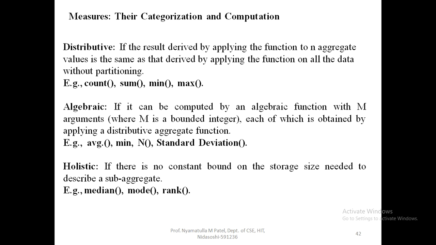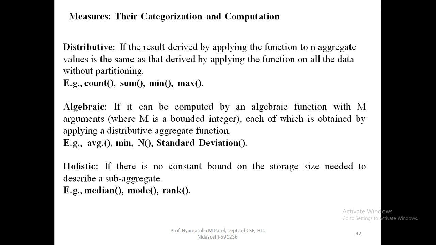An aggregate function is holistic if there is no constant bound on the storage size needed to describe a sub-aggregate. That is, there does not exist an algebraic function with m arguments, where m is the constant that characterizes the computation. So, the common examples of holistic functions include median, mode and rank. A measure is holistic if it is obtained by applying a holistic aggregate function.